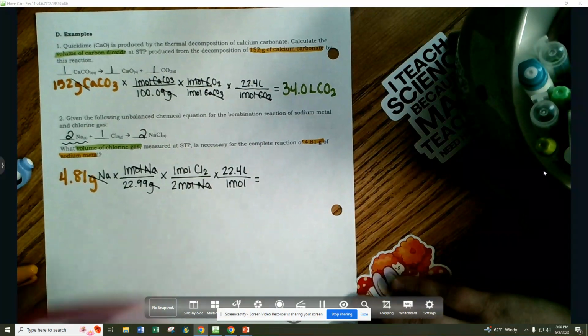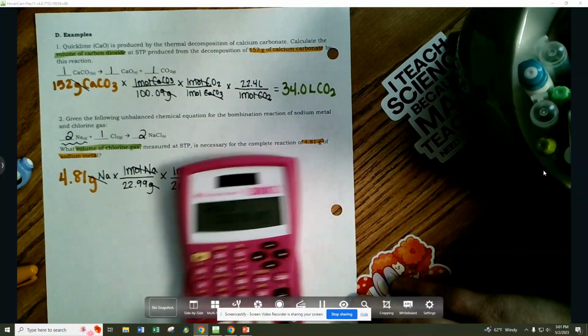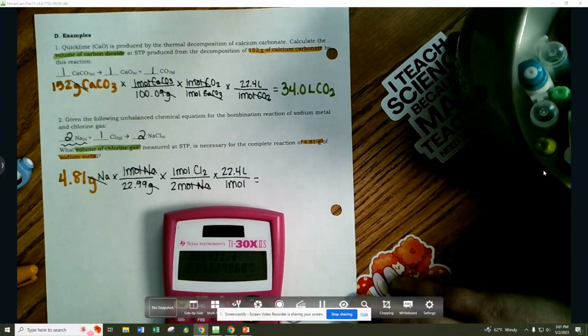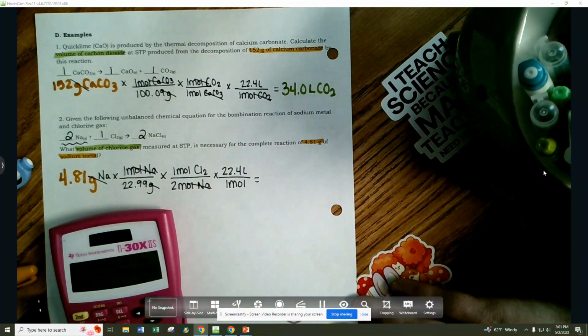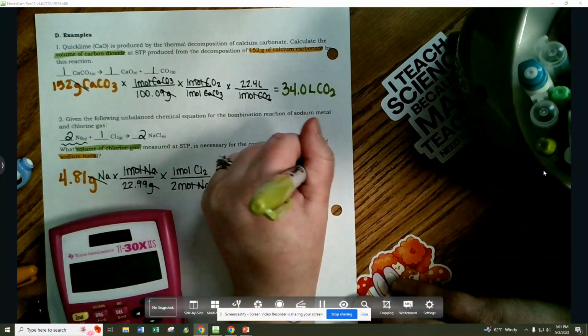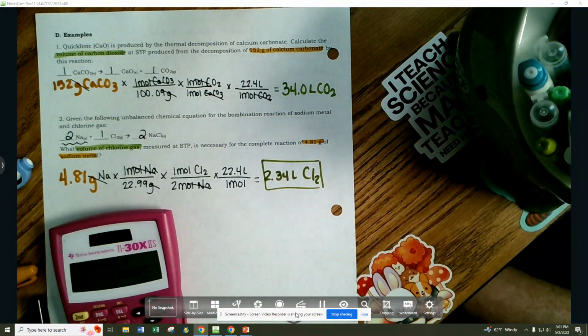So I take my 4.81, divide it by my 22.99 to convert it to moles, divided by 2 to change it to moles of chlorine, and multiply by 22.4 to then describe that as liters. I have 3 sig figs to start, so 2.34 is going to be my answer here. And that's liters of chlorine gas. And that's it for topic 9.10.